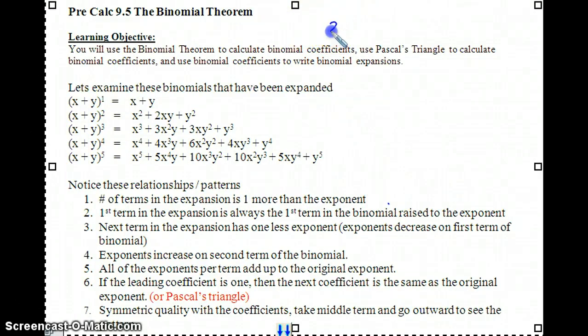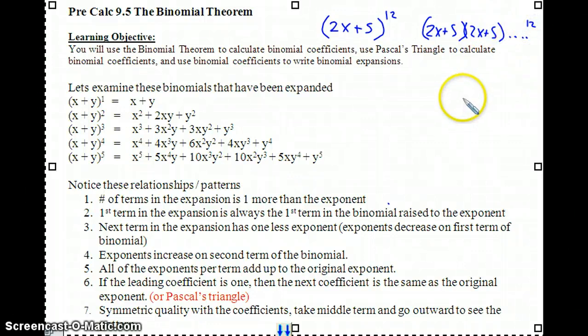For example, if I have something like 2x plus 5, and I ask you to raise it to the 12th power, you don't want to have to write this out as 2x plus 5 times 2x plus 5 times 2x plus 5 and do that 12 times. And then FOIL, multiply those two together, get an answer, multiply that by the next binomial, multiply that by the next binomial, and so on. So this theorem is a shortcut so we don't have to FOIL 12 times.